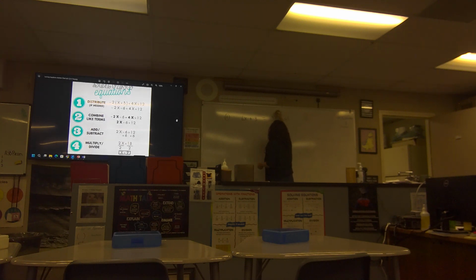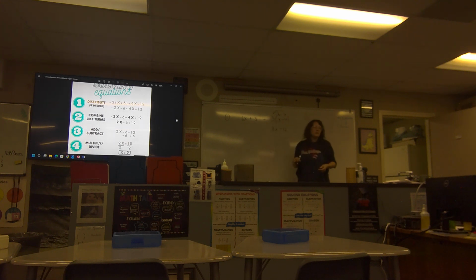So I'm going to take this 3 and multiply it by x, which gives me 3x. Then I'm going to take this 3 and multiply it by -4, which gives me -12. Boom, and that's it. We distributed. We got rid of those parentheses, okay? Now what do?